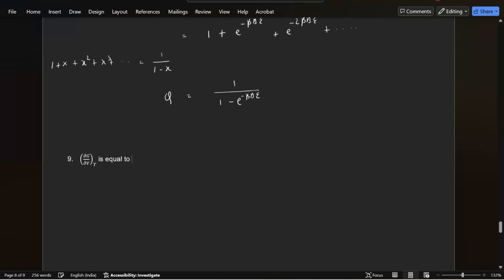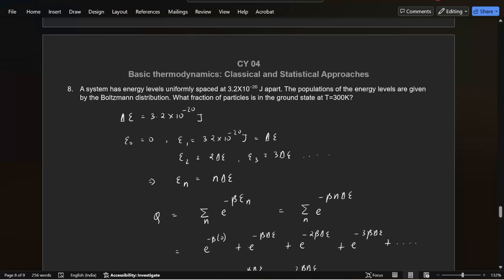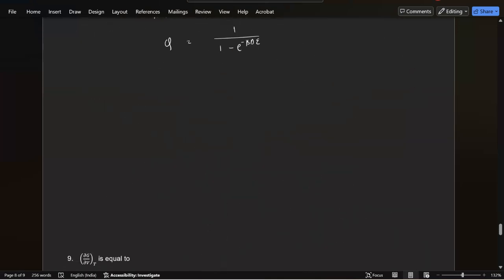So we have the partition function. Now, why did I calculate the partition function? What is the question? The question is asking what fraction of particles is in the ground state at T equal to 0. That means what is the fraction of particles present when energy is 0, right? So how do we calculate that? What is the probability P0? How do we calculate it? e^(-beta epsilon 0) divided by Q. So this is the probability. So that is why I was calculating all these things. Correct.